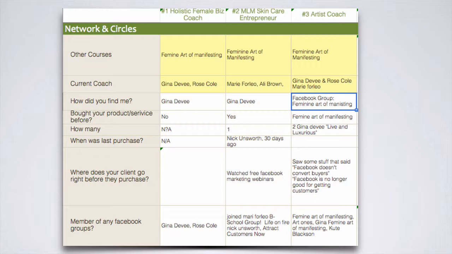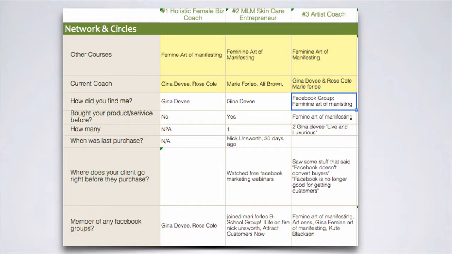Essentially what you're trying to discover is, where does your client go right before they purchase? If you can find out what other courses your clients have purchased, you will have a much easier time targeting them on Facebook. You'll know exactly where to go to look for customers. You're going to know exactly where your customers hang out.